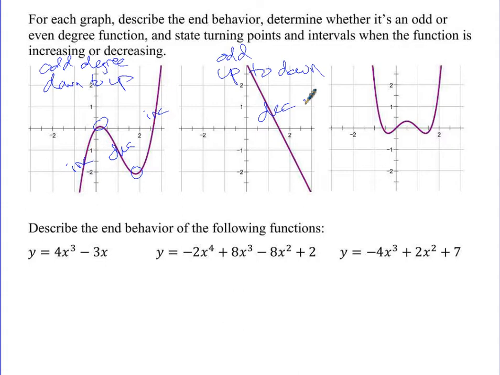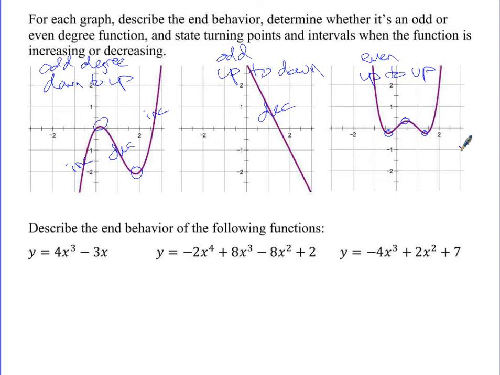The degree here has to be even. Why? Yep, we see a U shape. End behavior? Up to up. Do we have any turning points? 3 of them. We turn around here, we turn around here, we turn around here. Do we have any intervals where we are increasing? How many? 2. Where are they?